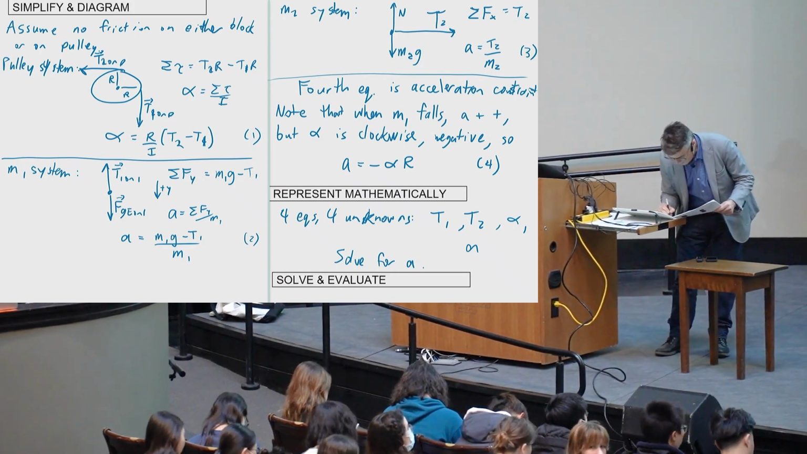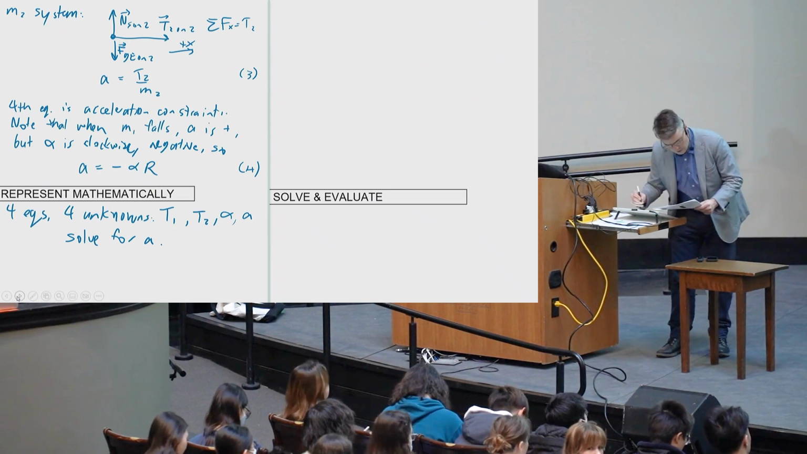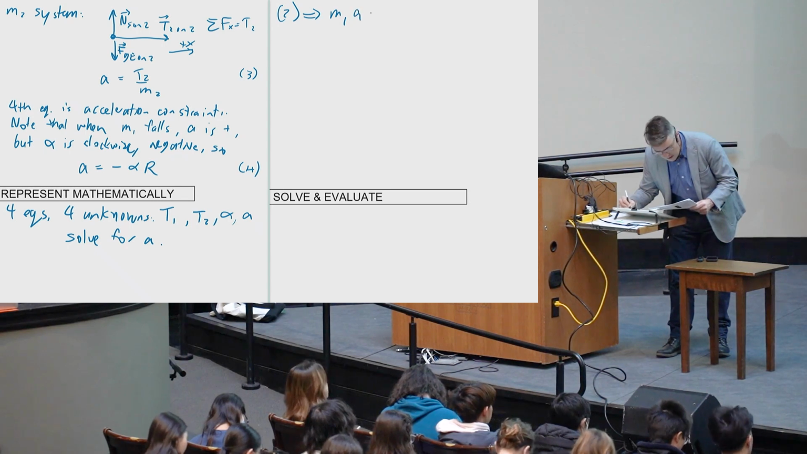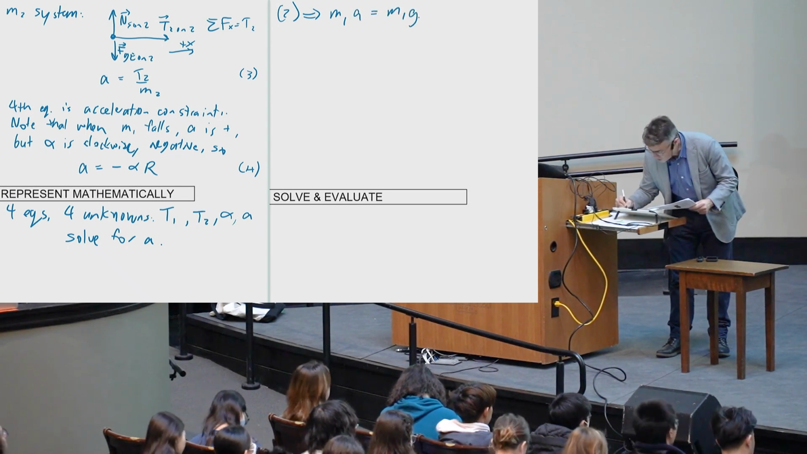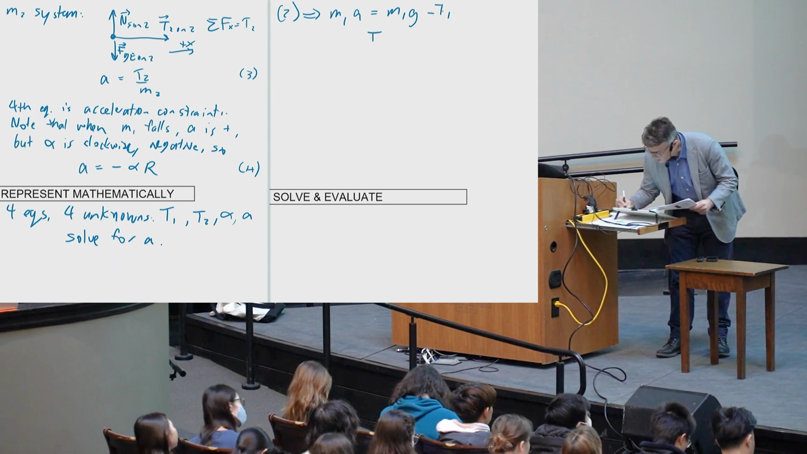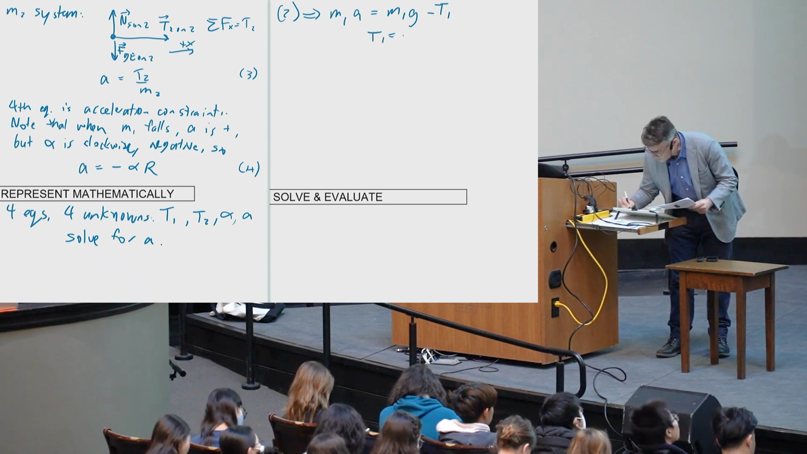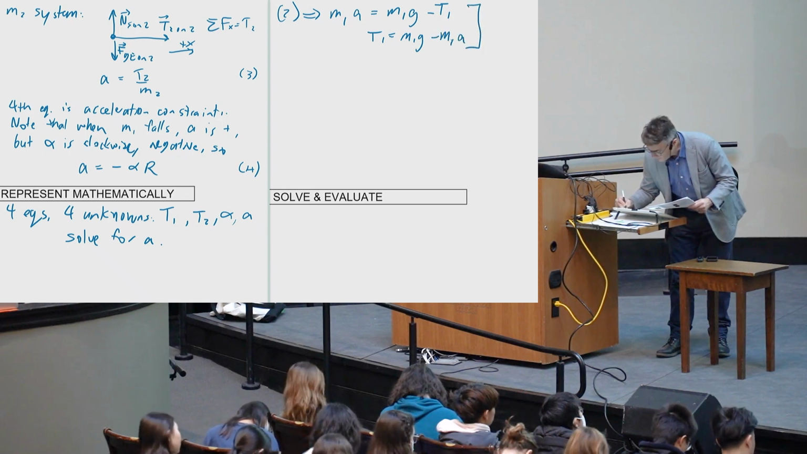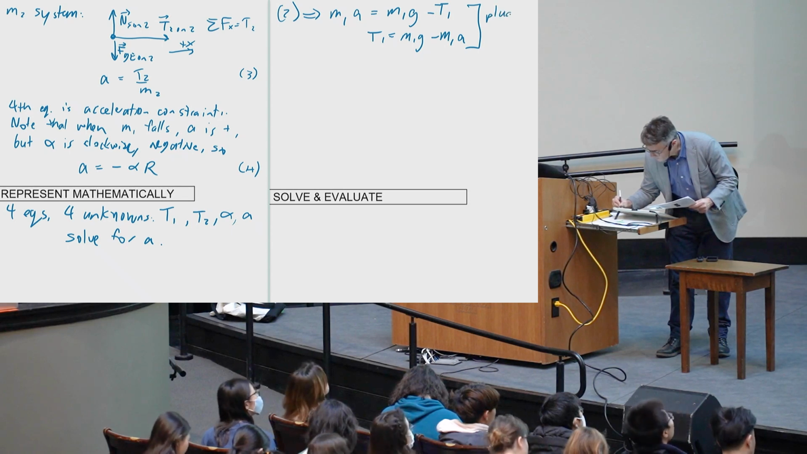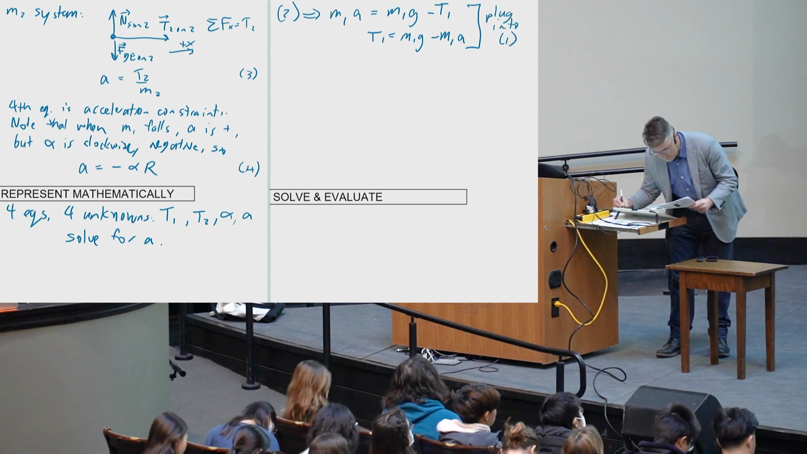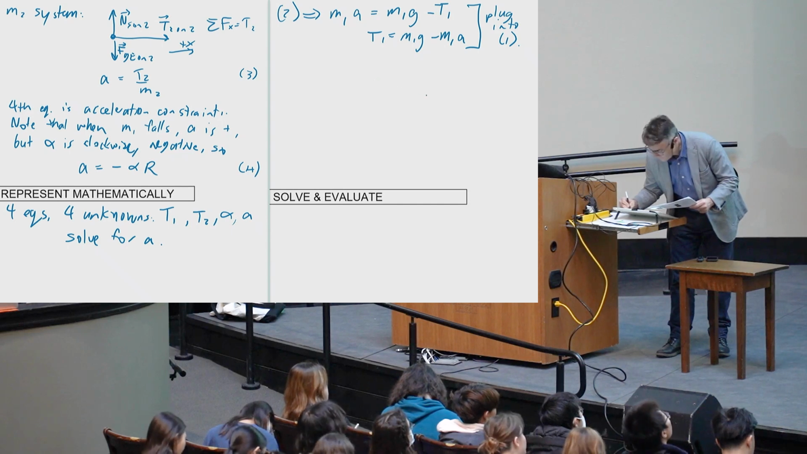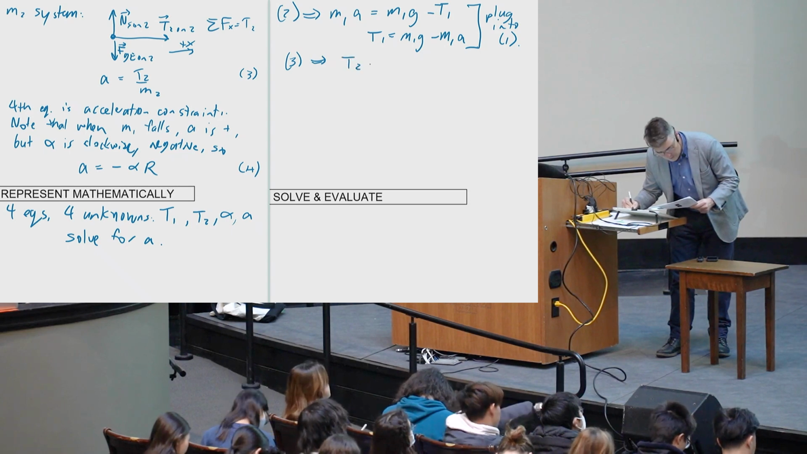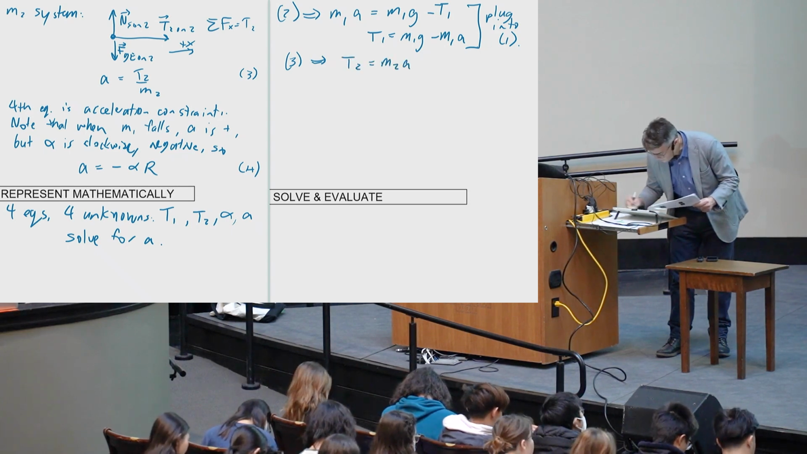You're good? Okay. Let's do it. So, equation 2 will tell you that M1 times A equals M1G minus T1. So I can solve for T1 right there. T1 is equal to M1G minus M1A. Now I have an equation for T1. I can plug it into equation 1. Wait, I need T2. I guess 3. 3 just implies that T2 is equal to M2 times A. So let's plug that in there too.